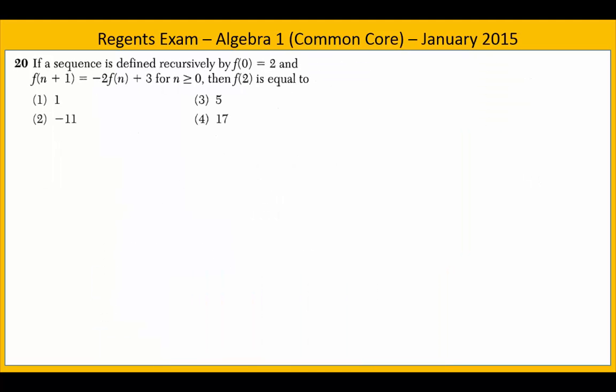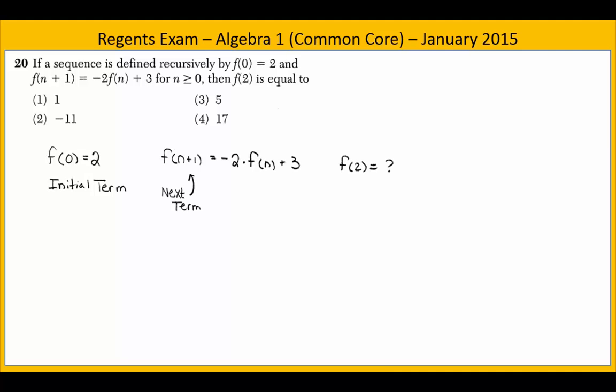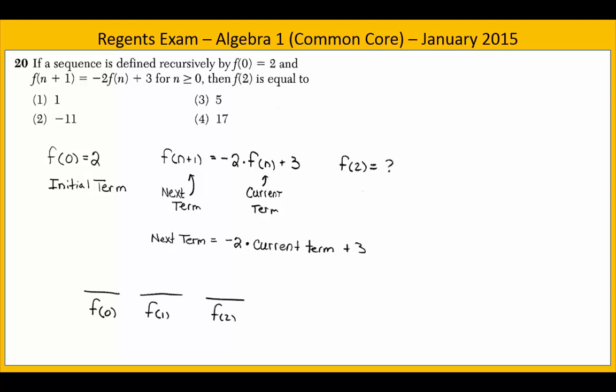In exercise 20, we're given a recursive sequence. Remember, a recursive sequence is a sequence that uses a previous term to find the next one. We're told that the initial term, f(0), is 2. We're told that the rule for the function, to find the next term, is negative 2 times the current term plus 3. We want to find f(2). Set up our lines so that we can fill in the blanks and create the sequence.